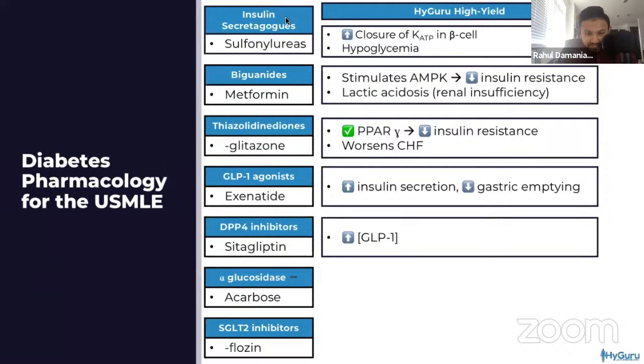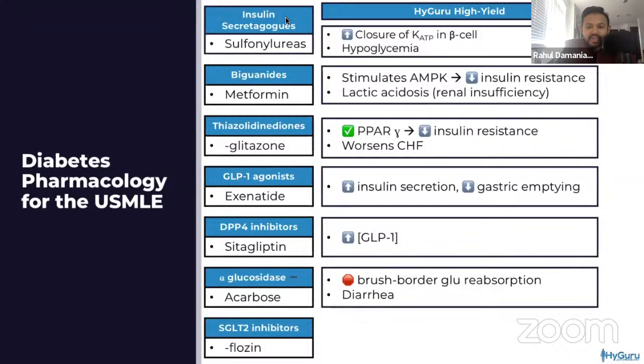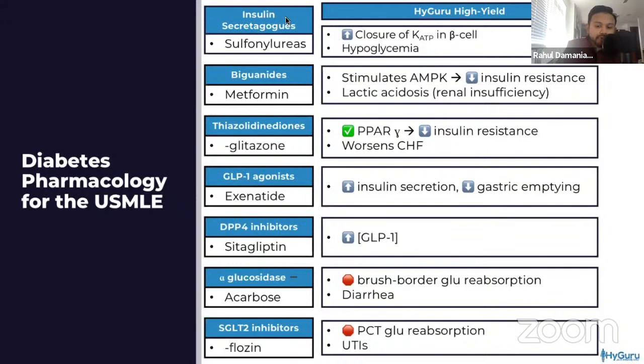Sitagliptin, again, is a DPP-4 inhibitor. It increases GLP-1. Acarbose is going to inhibit brush border glucose reabsorption. And thus, if you do that, the side effect could be diarrhea, bloating, and flatulence. And then finally, SGLT2 inhibitors are going to inhibit proximal convoluted tubule glucose reabsorption. You're going to be more glucosuric. And subsequently, you are then going to have an increased tendency for urinary tract infections because bacteria love to chomp on that glucose.